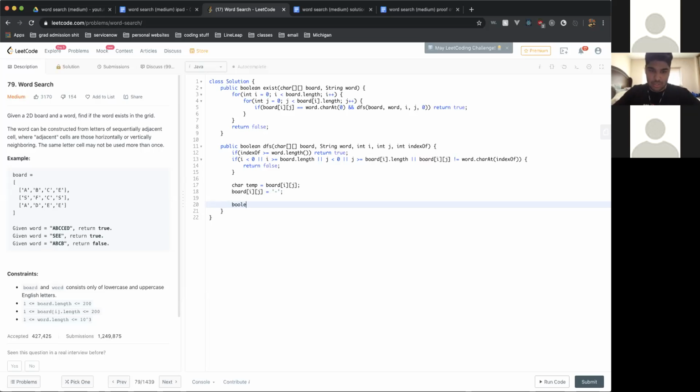Now we're going to create this Boolean, and we're going to recursively call our DFS algorithm on the board and the word, because those are the original parameters. We're going to look at i plus 1, j, and index of plus 1. I'm going to go ahead and write out all the cases, and I'll explain what they do in a second.